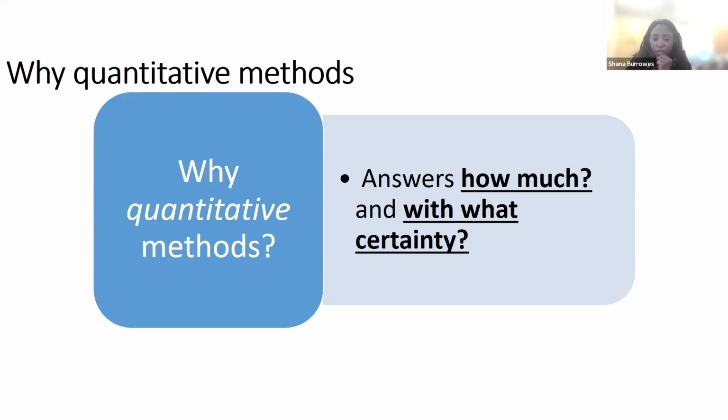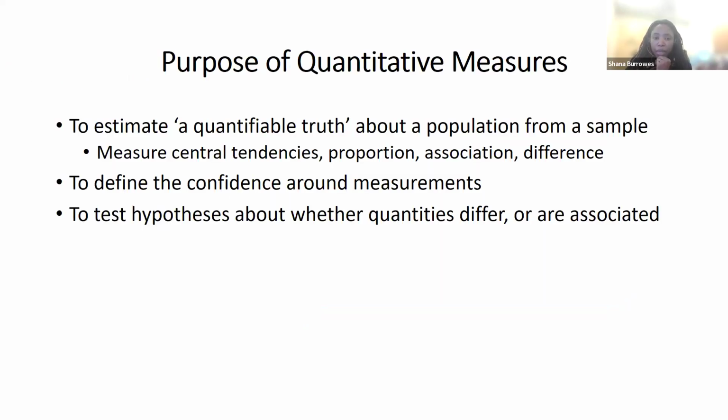Like how certain are you that the result that you get is representative of the sample and the underlying population? So there are 3 main purposes of quantitative measures. You want to estimate a quantifiable truth. And I'm going to explain that a little bit more in a later slide. So you want to estimate a quantifiable truth about your population from your sample. So you can do that by measuring associations, proportions, or differences.